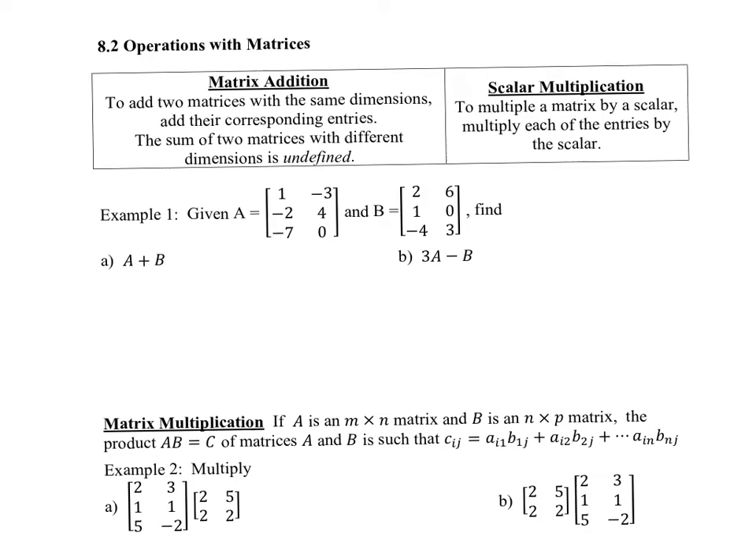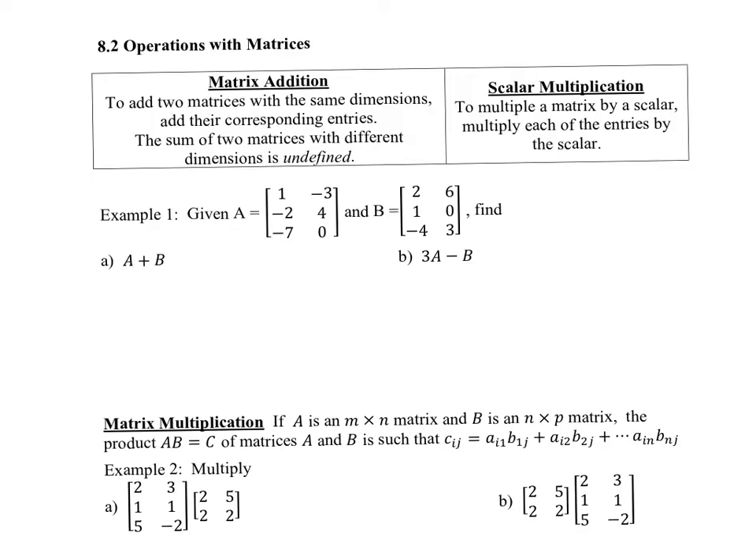In section 8.2, we're doing operations with matrices. So the first operation is matrix addition. If you would like to add two matrices with the same dimensions, you add their corresponding entries. The sum of two matrices with different dimensions is undefined. So the matrices have to be the same size because you're going to add their corresponding entries. So entry 1,1 would be added with entry 1,1, and so on.